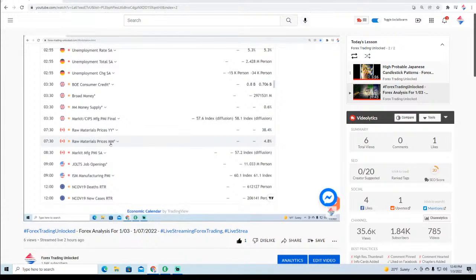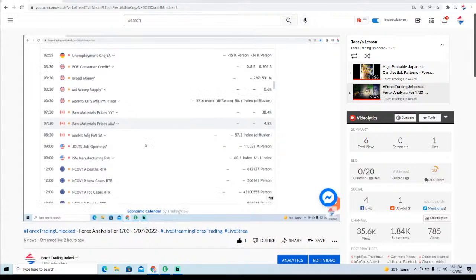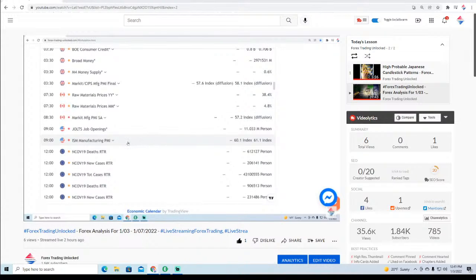Canada, interesting enough, we have raw material prices. Canada, like Australia, is a commodity-driven country. This is a number that actually will most likely influence the Canadian dollar to some degree tomorrow. But then for the U.S. dollar, we have the ISM manufacturing PMI number. That is also something I would definitely watch out for.